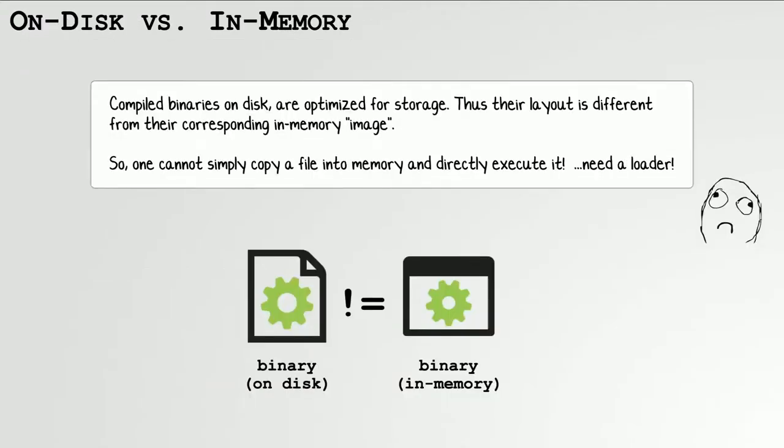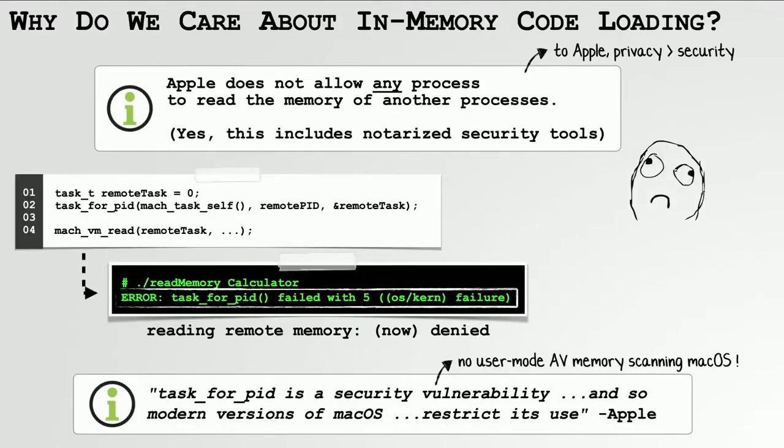Now, it is important to understand that compiled binaries on disk are very different from how they look in memory. Their layout is totally different. Compiled binaries are optimized for storage. So you can't just take a binary on disk, copy it into memory, and just run it. That would be too easy. So there's definitely a difference, and that's an important concept to grasp.